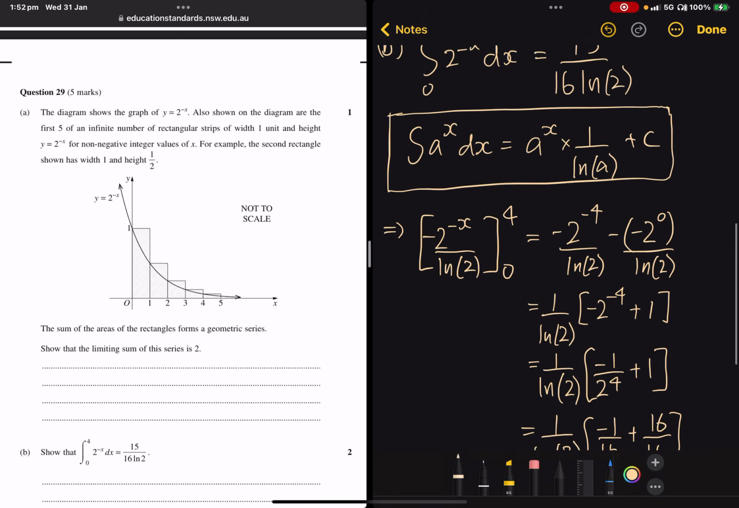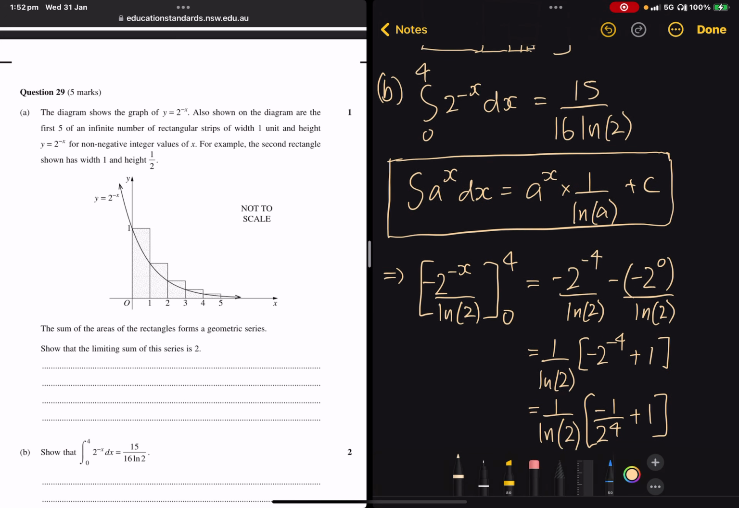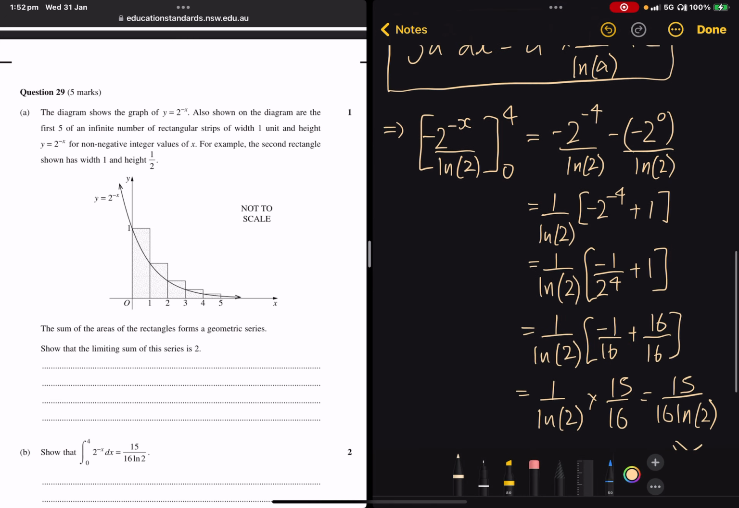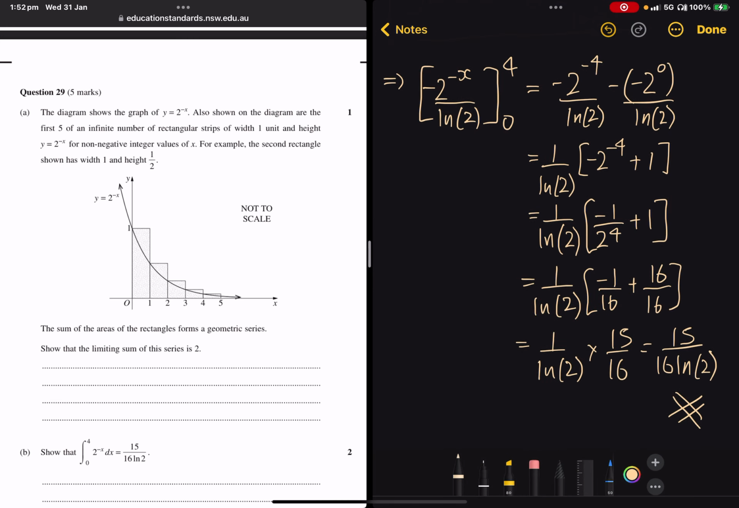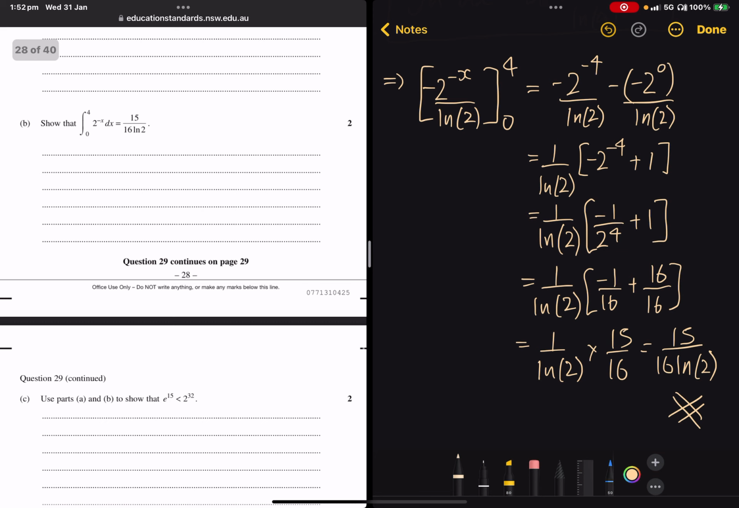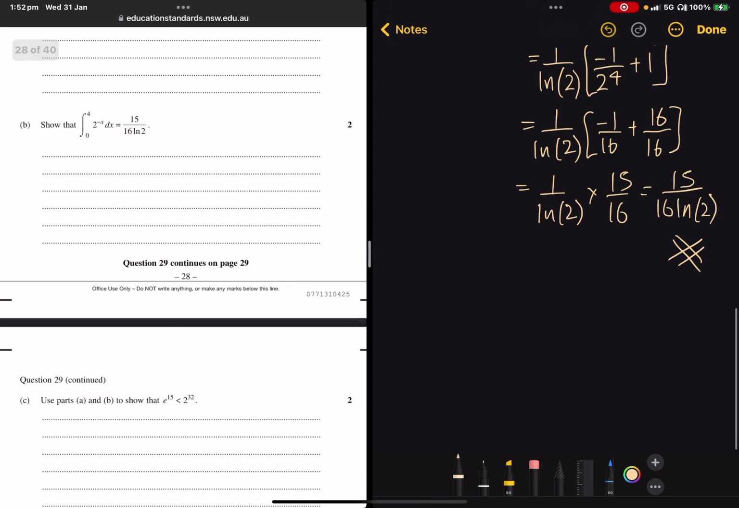So we used this specific form of integration, this specific integral, in order to do this, and then you just had to carefully evaluate it. Now this question has a third part. The third part of the question, part C, we are told use parts A and B to show that e to the 15 is less than 2 to the 32.